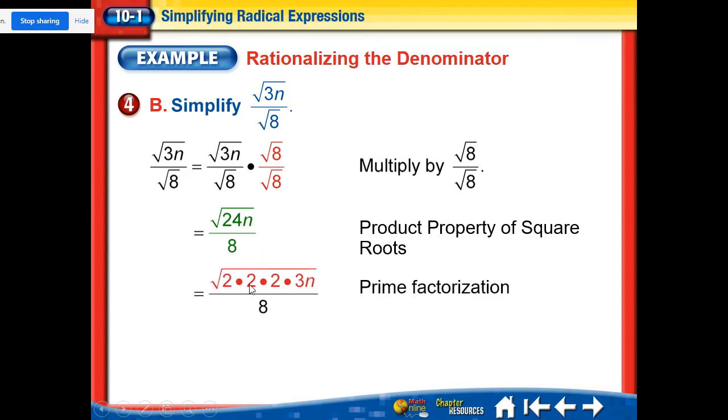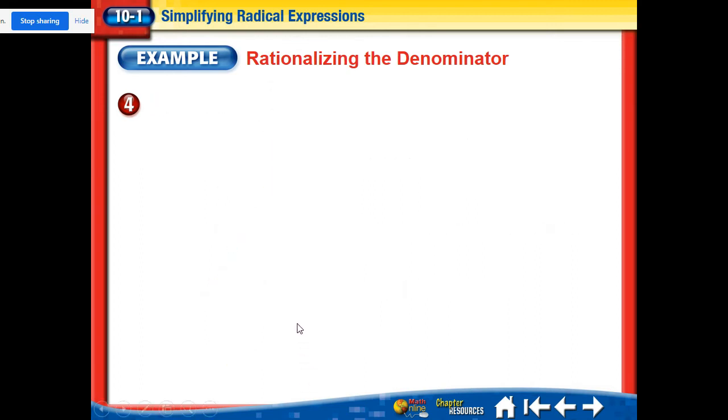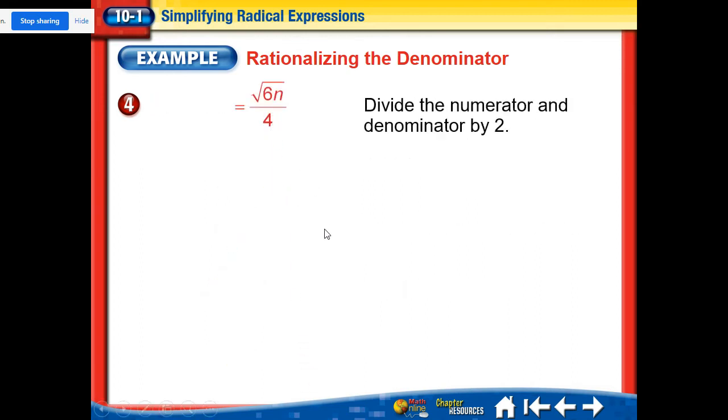The 24 can be reduced. It's 2, 2, 2, and a 3. So that's 2 root 6. And notice the 2 and the 8 here, they can be reduced. The 6 is inside, leave it alone. So the 2 and 8 get reduced down to just 4. And that's my answer.